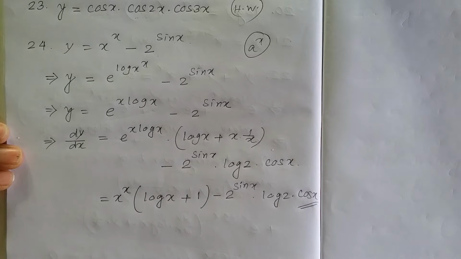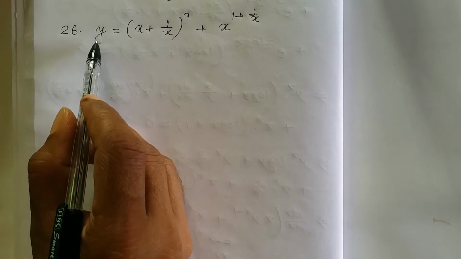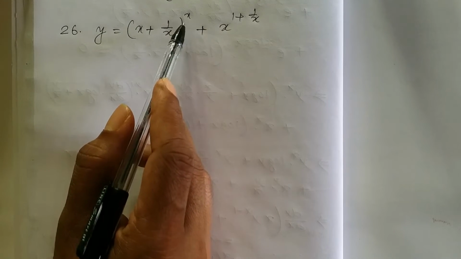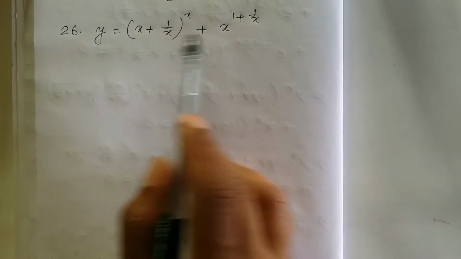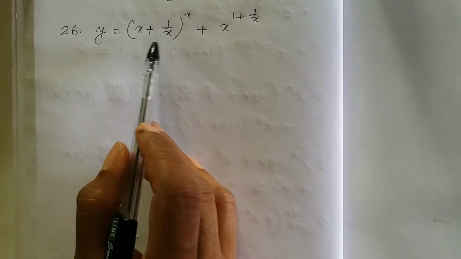Okay, we have another question. See the question. So this is my question. Y is equal to x plus 1 by x whole to the power x, then plus x to the power 1 plus 1 by x. This is your question. Again, it is of the form u plus v.